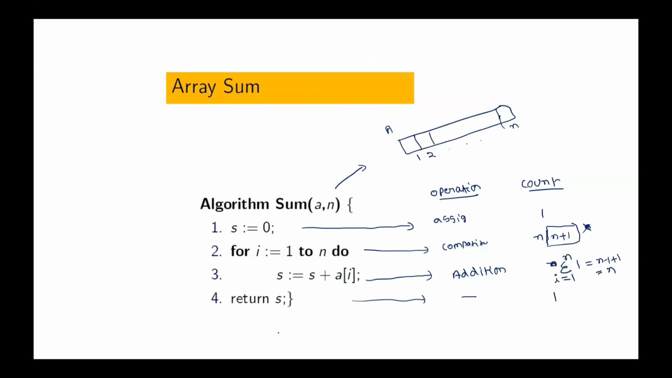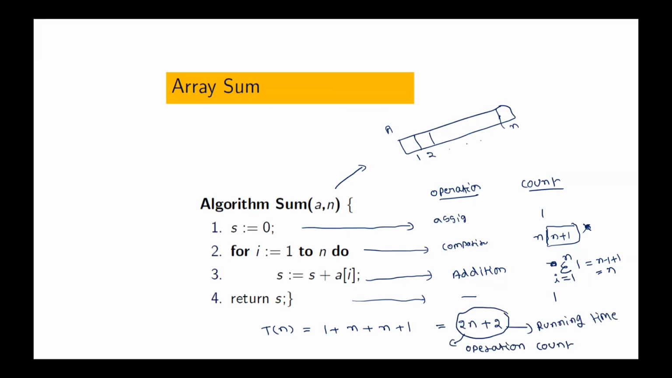Now tell me, what is the total number of operations performed here? T of n equals 1 plus either n or n plus 1, whichever we want, plus n plus 1, which is 2n plus 2. This is called the total running time. Is it running time? No, it is actually the operation count. Operation count means the number of operations performed in our algorithm.